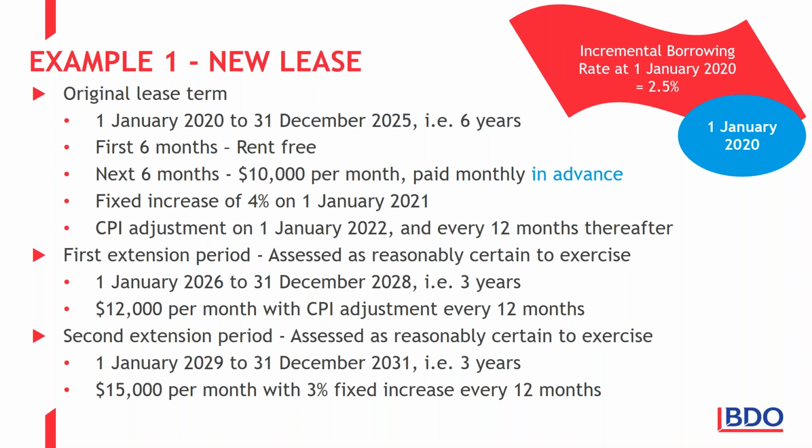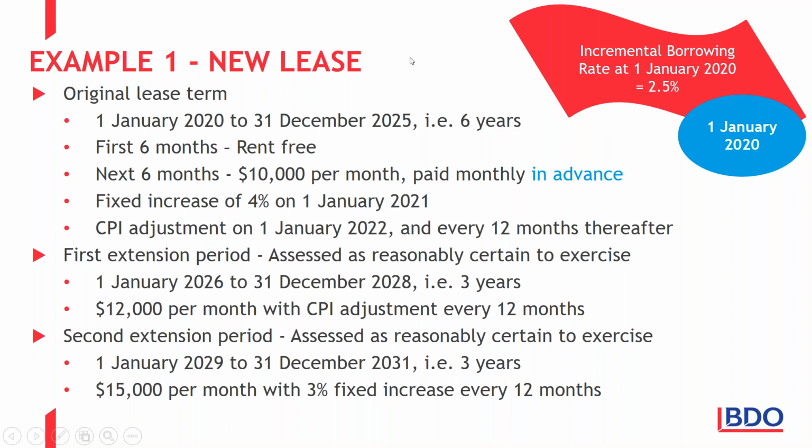And then the second extension period, again, which we've assessed as reasonably certain to exercise, runs from the 1st of January 2029 to 31 December 2031 for another 3 years. During that second extension period, we've already agreed that the monthly payments will be $15,000 per month with a 3% fixed increase every 12 months. So I've thrown in rent-free periods, fixed increases, CPIs, extension options to just set the scene.